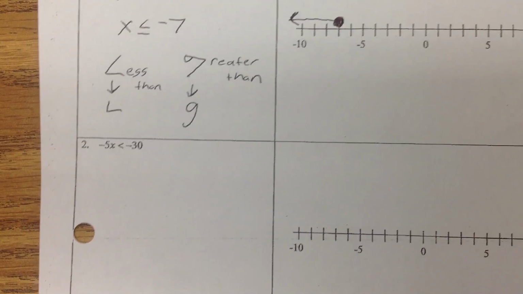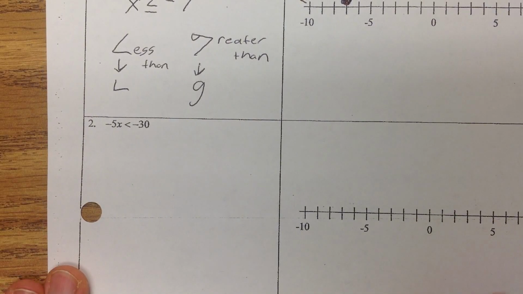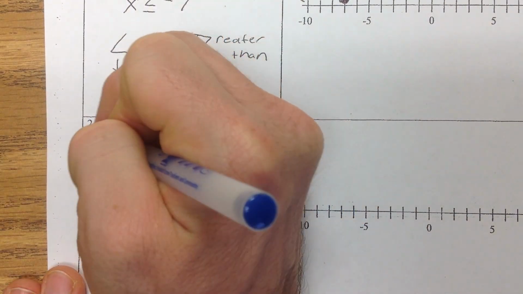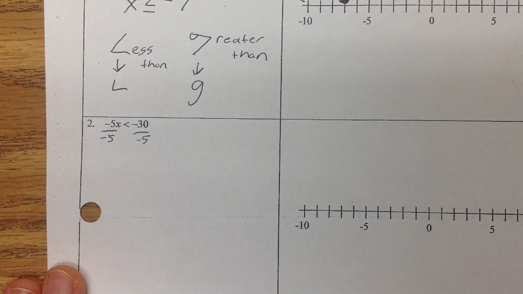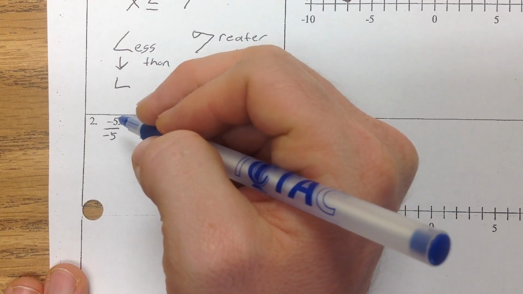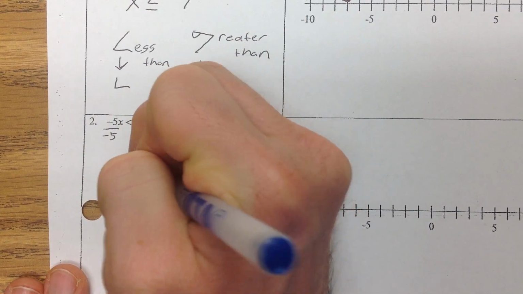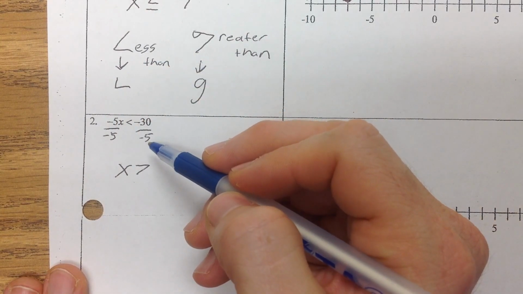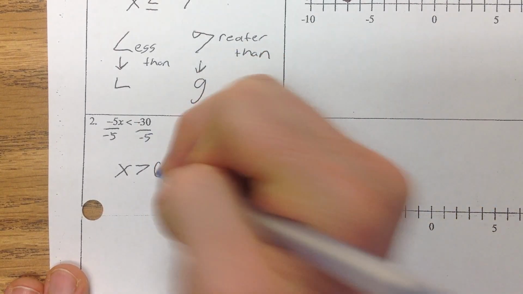All right, moving on to number 2. Negative 5x is less than negative 30. So we have to get the x by itself. The opposite of multiplying by negative 5 is dividing by negative 5, and here's that rule that I was talking about. When we divide by a negative, we have to flip our inequality. So this is going to go from x is less than negative 30 to x is greater than, and then negative 30 divided by negative 5 works out to be a positive 6.